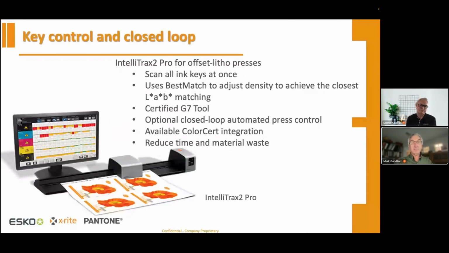We've got built into our software that drives this the G7 support, so all the tools to help you hit the G7 metrics of gray balance. There's also optional closed loop control of the press, where that data that comes into your IntelliTrax can in turn drive controlling of the keys directly, rather than requiring the operator to go and adjust those manually. And this shortens the make ready significantly.